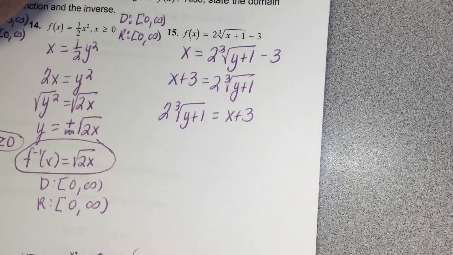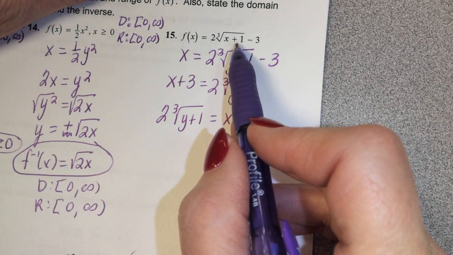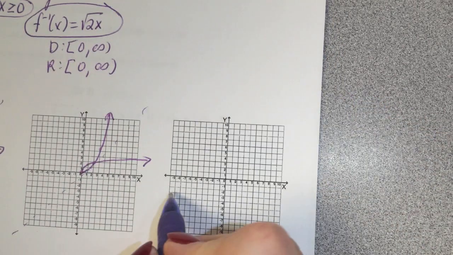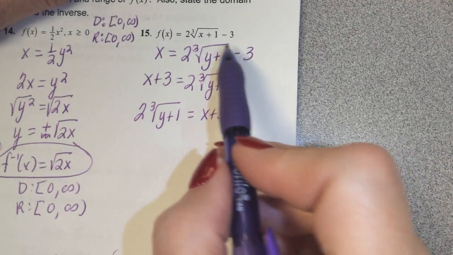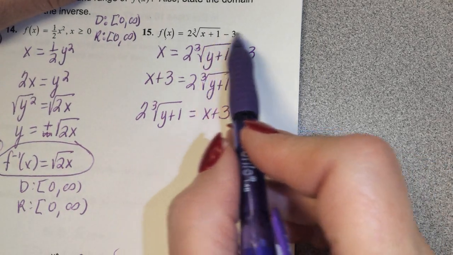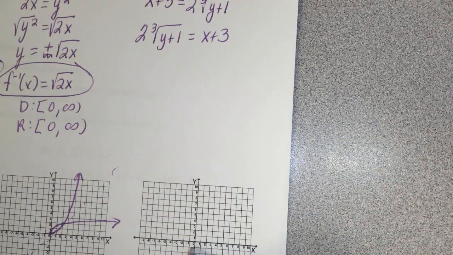Okay, before I go any further, I want to graph this function. This is going to be a cube root function. Cube root functions normally look like this, kind of like that S. It's a shift to the left of 1, down 3, and a vertical stretch of 2. So I'm going to go to the left 1, down 3. There's one of my points.